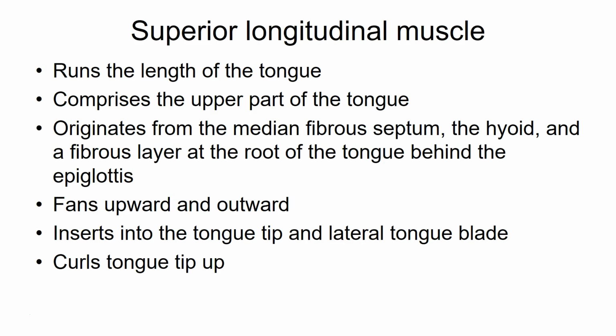The superior longitudinal muscle runs the length of the tongue and comprises the upper surface of the tongue. It originates from the median fibrous septum within the tongue, the hyoid bone, and a fibrous layer at the root of the tongue that's just behind the epiglottis, to fan upward and outward to insert into the tongue tip and the lateral part of the tongue blade. When this superior surface muscle is contracted, it will curl the tongue tip up or change the shape of the tongue blade into more of a spoon-like shape or cup-like shape.